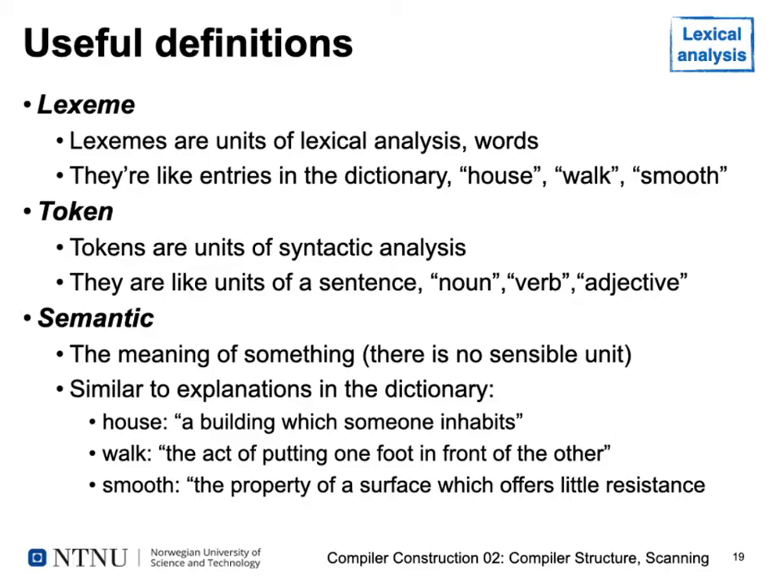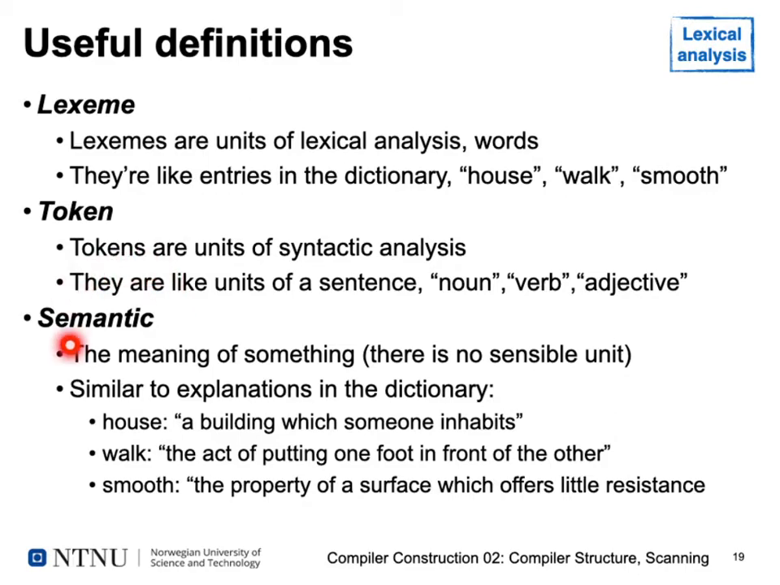Then we have tokens. Tokens define classes, so they're units of syntactical analysis. So they're like units of a sentence in a natural language, like a noun or a verb or an adjective. And you see there's already a relation to what you learned in grammar of natural languages in school.